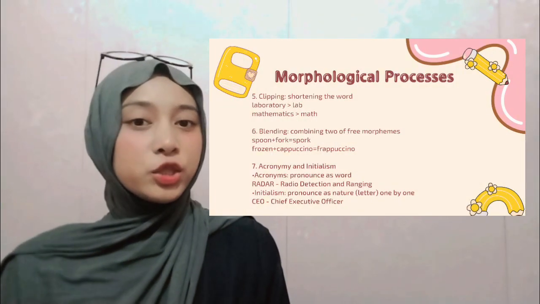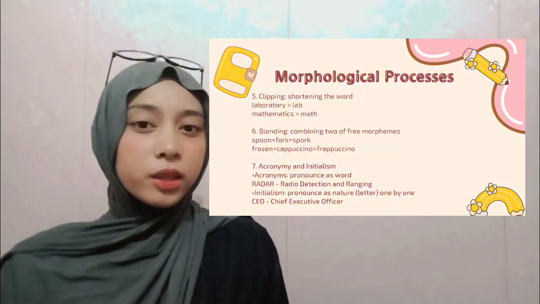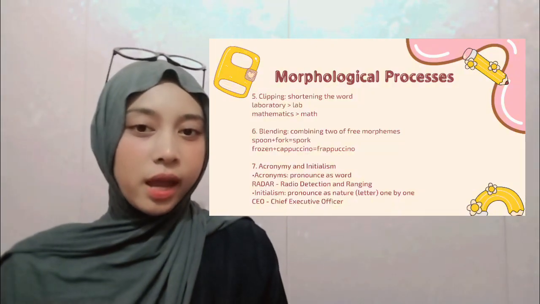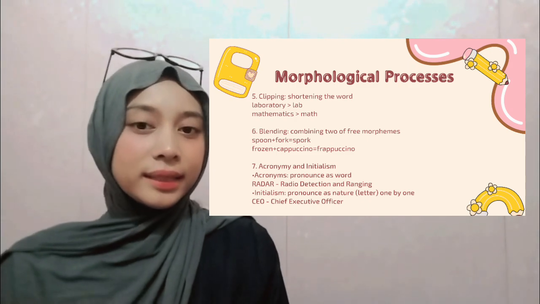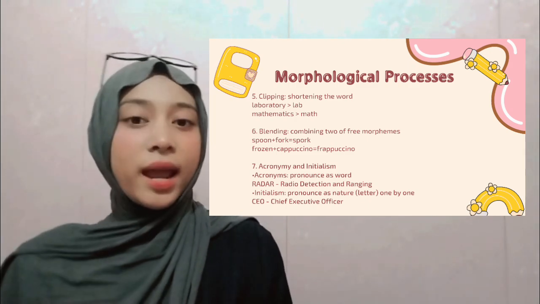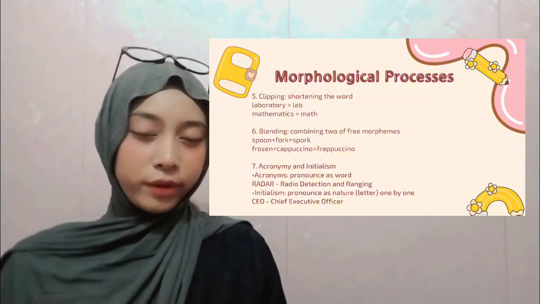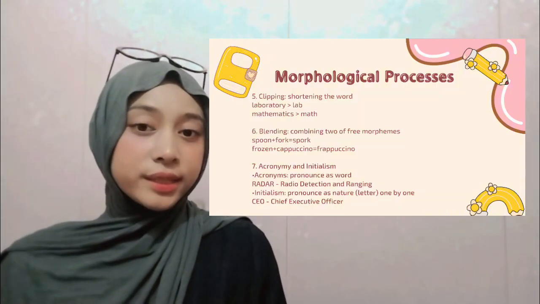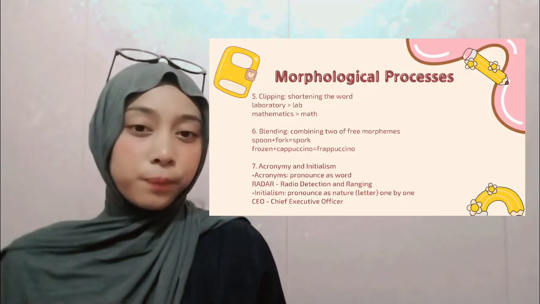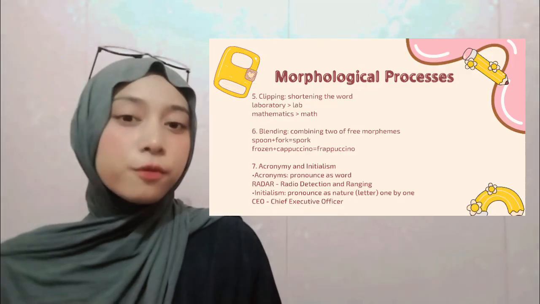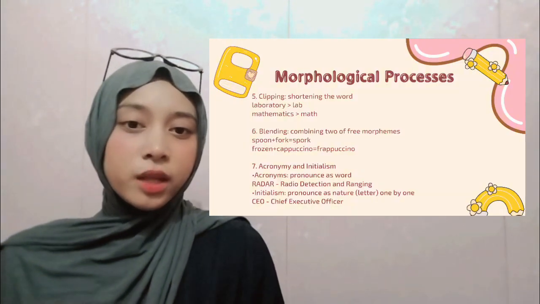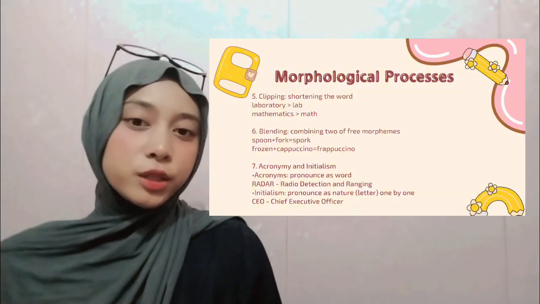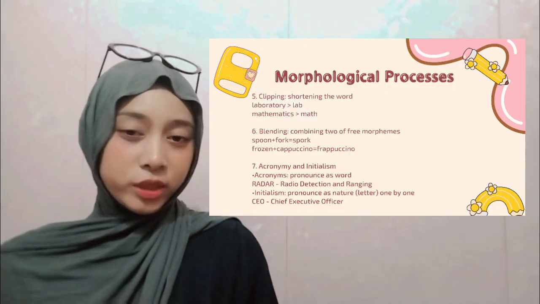And the fifth is clipping, which is shortening the word. For example, the word laboratory to lab, and the word mathematics to math. The sixth is blending. Blending is combining 2 or 3 morphemes. For example, the word spork is from spoon and fork. And for other examples, the word frappuccino is from frozen and cappuccino.